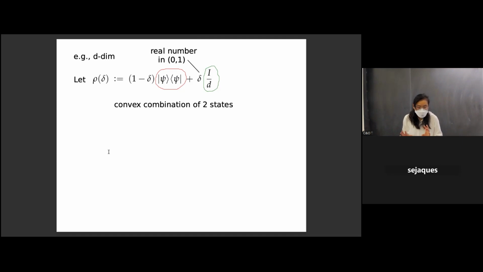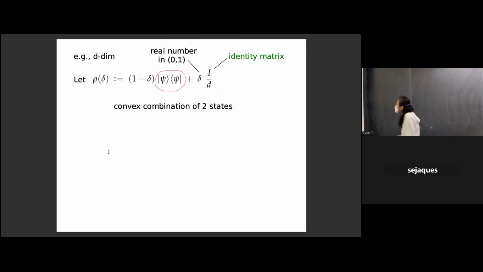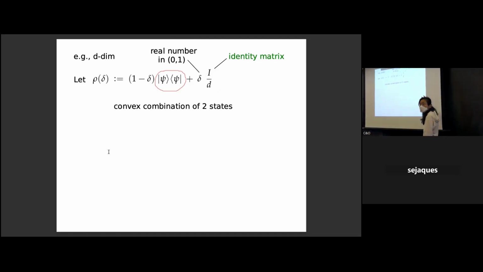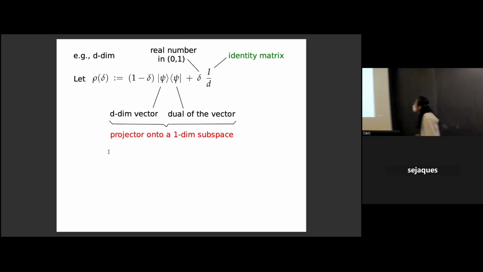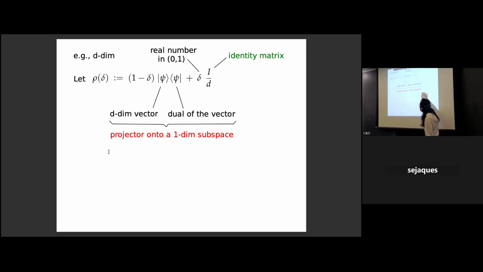You can also think about it as mixing up two states, one with probability delta, the other one with probability 1 minus delta. The state with the green circle earlier is the identity matrix, so it's positive definite. It represents the fact that you have a completely uniform mixture over all the computational basis states. The state in the red circle is a projector onto a one-dimensional subspace spanned by the vector. So we write a vector, we call it a ket, with this symbol.